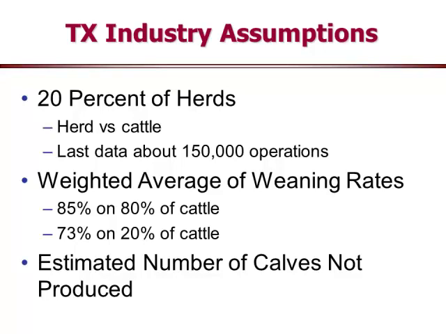So then if we take a weighted average of those, the 20% that has a 73% weaning rate and the 80% with 85%, we estimated a number of calves not produced because of the disease. So if we're thinking about what our benefit is for elimination of the disease, that's the gain in the number of calves we might expect to see over our industry in Texas as a whole.